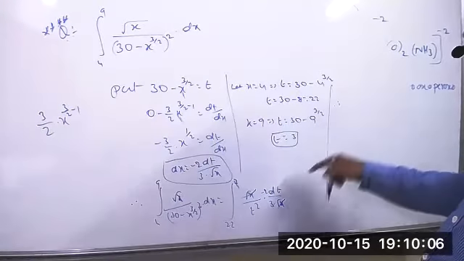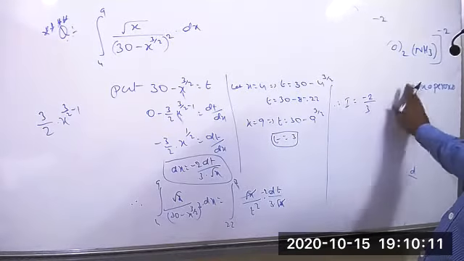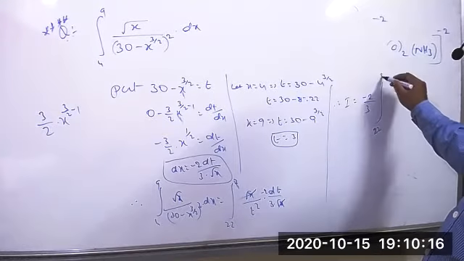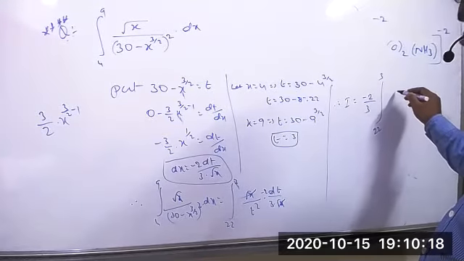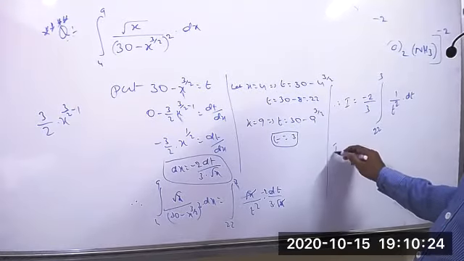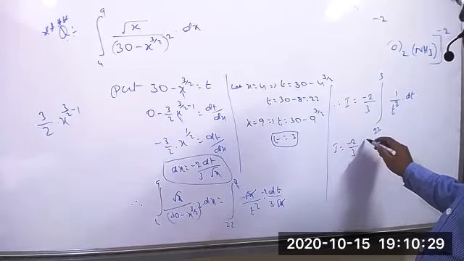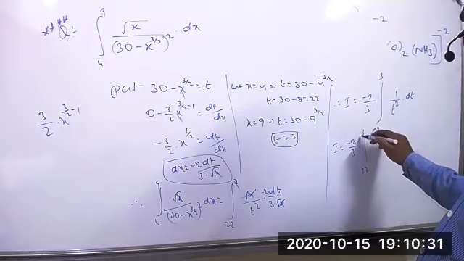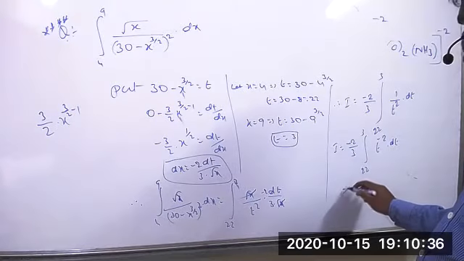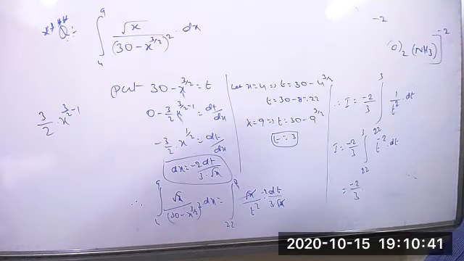So I equals minus 2 by 3 times the integration of 22 to 3 of 1 by t square into dt. So the value of I equals minus 2 by 3 integration of 22 to 3 of t power minus 2 into dt. So t power minus 2 integrates to t power minus 2 plus 1, over minus 2 plus 1.